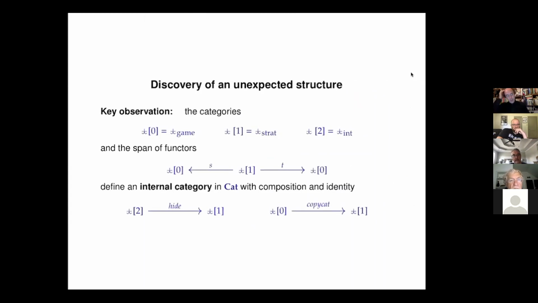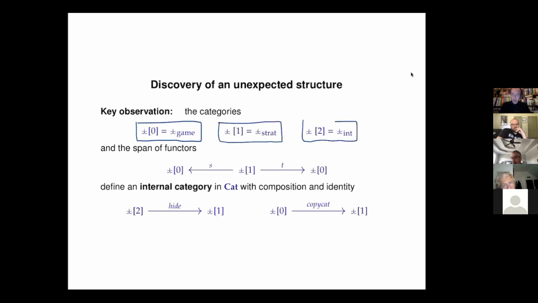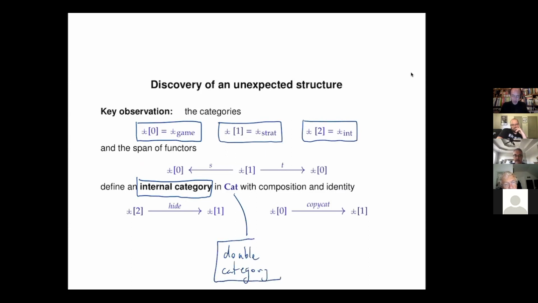And so this is the key observation: the three categories I've shown you, in fact, the reason why they make everything work and why game semantics works so nicely is that they define an internal category in Cat. Which means, another way to think of it is like a double category, in fact. And so the pictures I was showing you, you can think of them as pictures of a double category. And hide and copycat are the composition and identity of the internal category.